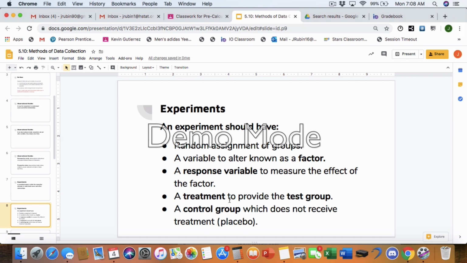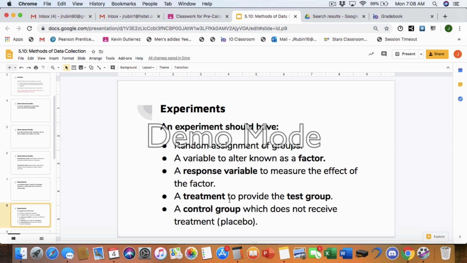So if you were looking at diet in humans, the test group would be the group that you give the new diet to. If you're thinking about the example in the do now, the test group would be whatever you changed, the group that you changed the ecosystem in some way for. And then the control group is the group that does not receive the treatment. The placebo group, we also call that.